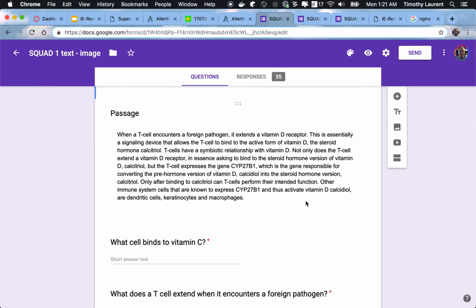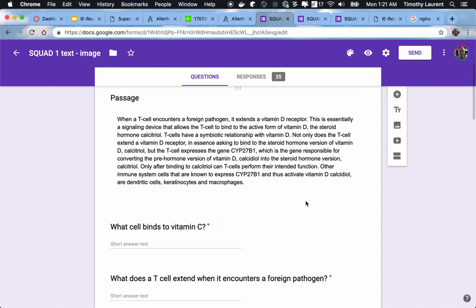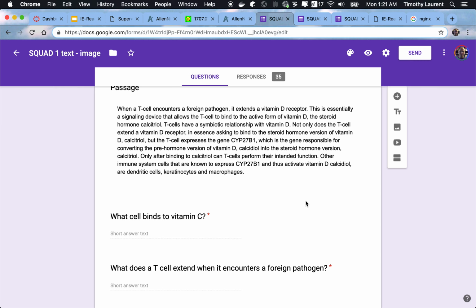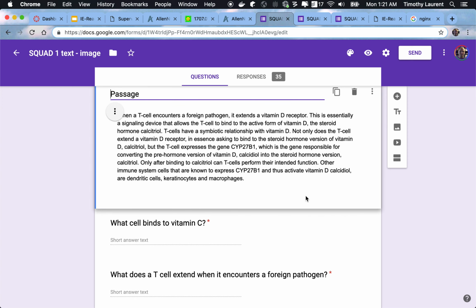Not only does the T cell extend a vitamin D receptor, in essence asking to bind to the steroid hormone version of vitamin D, calcitriol, but the T cell expresses the gene CYP27B1, which is the gene responsible for converting the pre-hormone version of vitamin D, calcidiol, to the steroid hormone version, calcitriol. Only after binding to the calcitriol can the T cells perform their intended function.